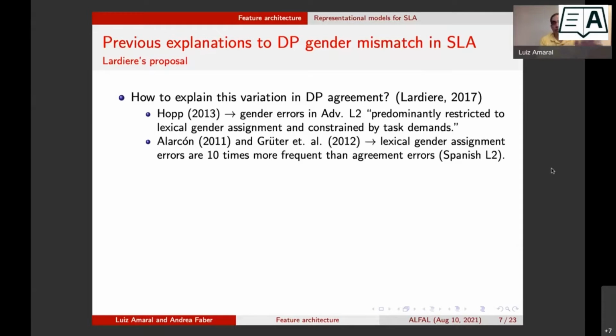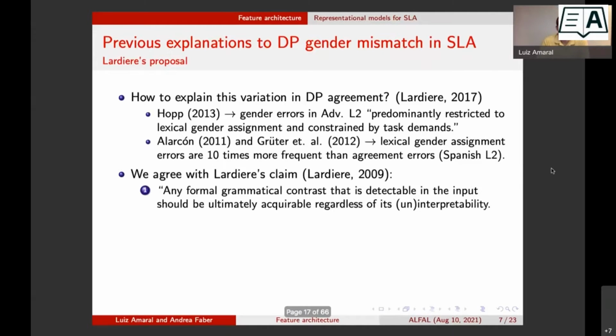I don't have time to review exactly the experiment details there, but that's quite interesting because that goes hand in hand with what we see in our experiment as well. And we are going to argue, together with those researchers, that there is a problem there that is basically related to lexical assignment.